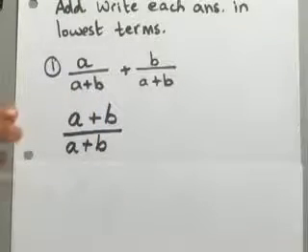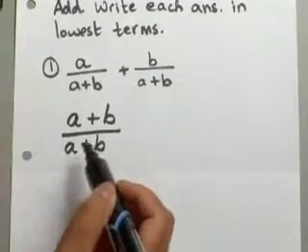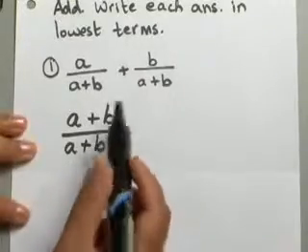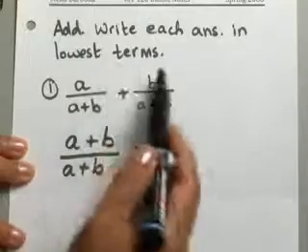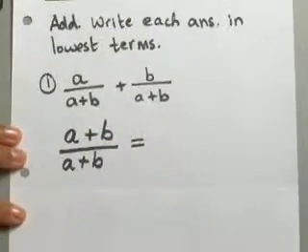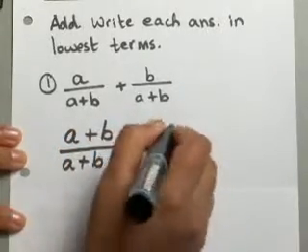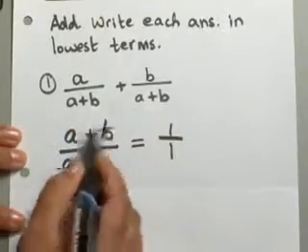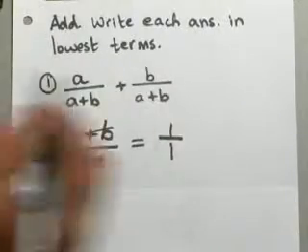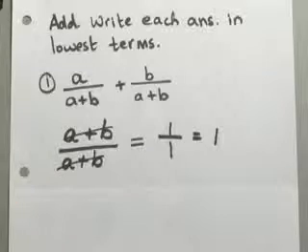Okay, so you can see when you add your numerators together, you end up with a plus b over a plus b, and you have to write your answer in lowest terms. So when you add these two together and put it in lowest terms, you will actually end up with 1 over 1, because a plus b and a plus b will cancel out, and that leaves you with just 1 as your answer in lowest terms.